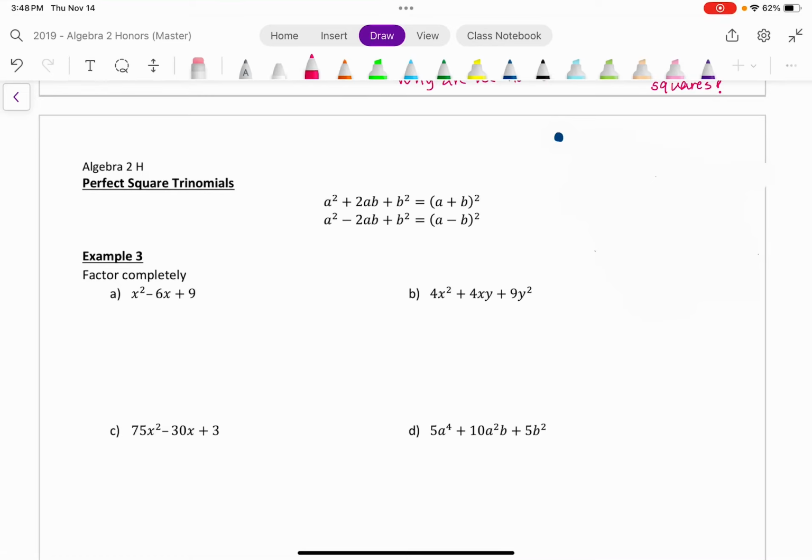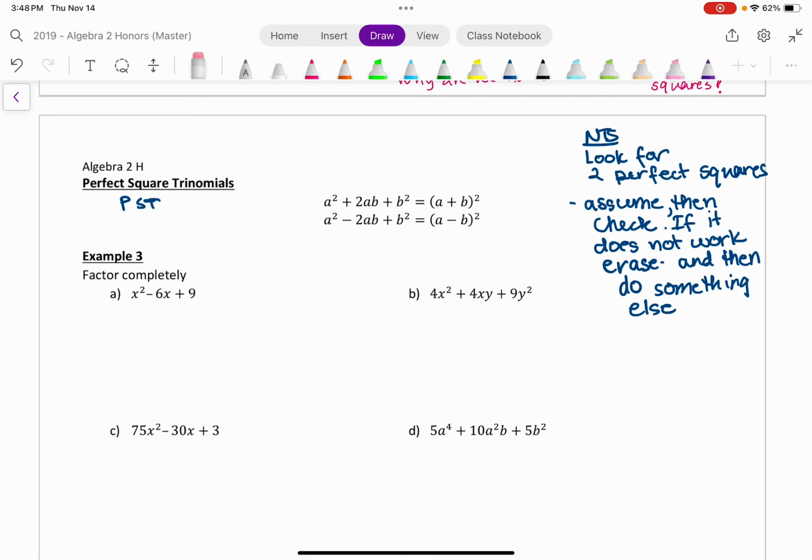Another special product is this perfect square trinomial. PS, I tend to use PST, so I don't have to write it out every time, as shorthand for perfect square trinomials. There's a couple of things you need to be looking for. First of all, a little NTS, note to self: look for two perfect squares on the ends. And then we're just going to assume that it is a perfect square, and then we check if it really is.